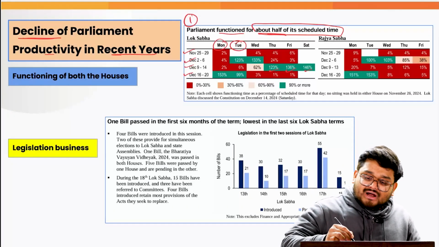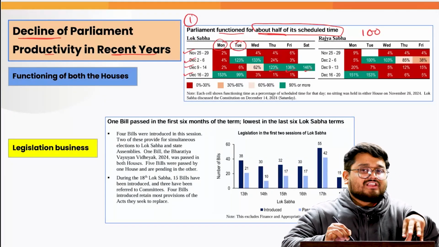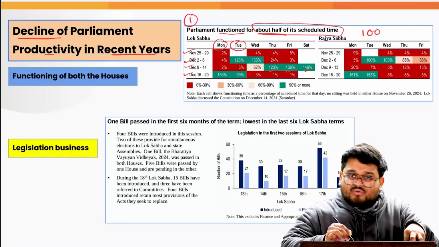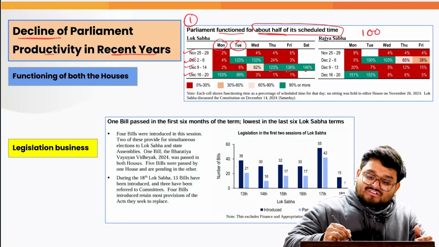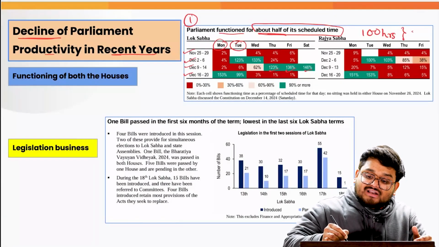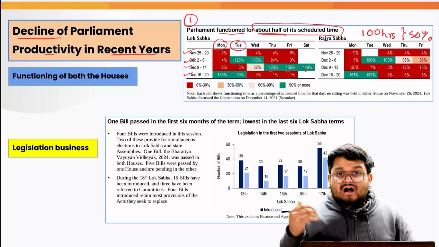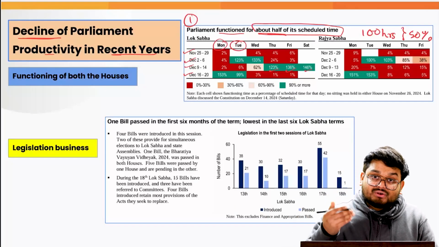For example, say the parliament were to sit down and discuss the various laws, bills, and whatever is of national importance. For example, it was to be discussed for 100 hours. Effectively, they functioned less than 50 hours in this particular manner. Right? Just for a particular example.